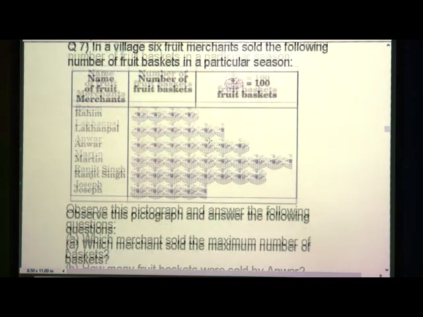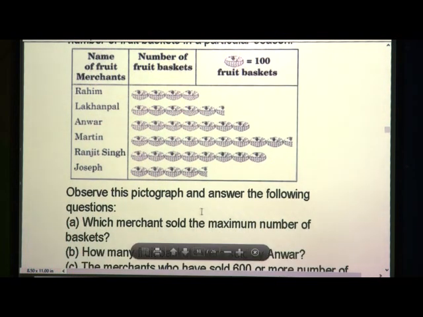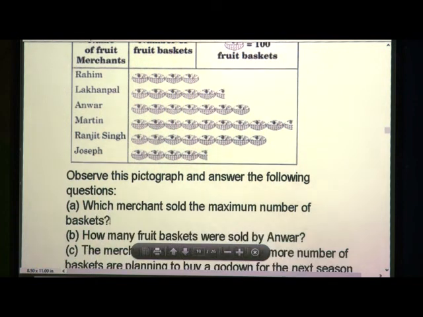Observe the pictograph and answer the following questions. Which merchant sold the maximum number of baskets? We can see the greatest is Martin.